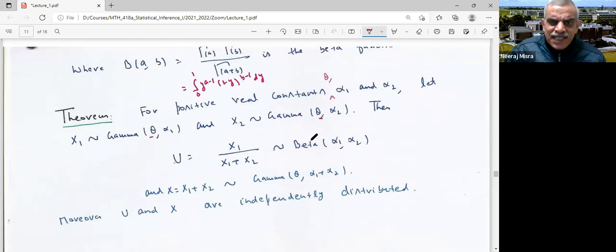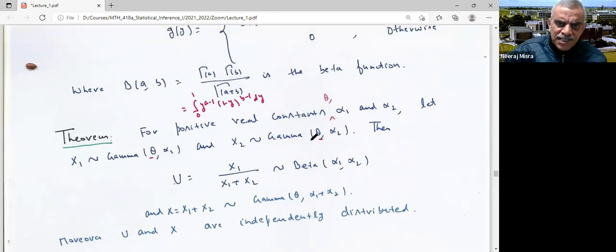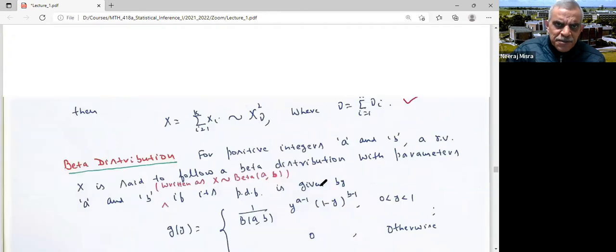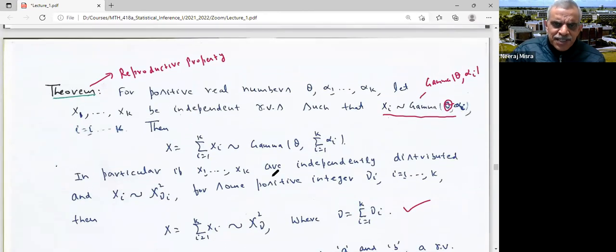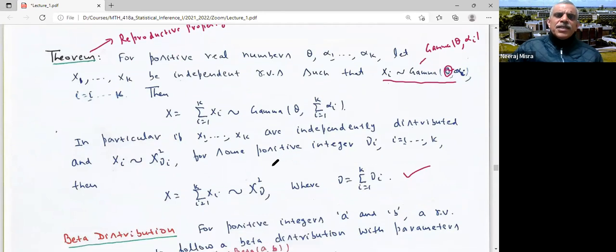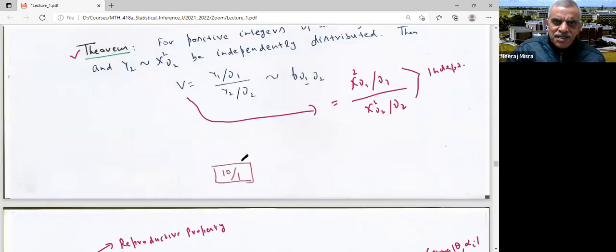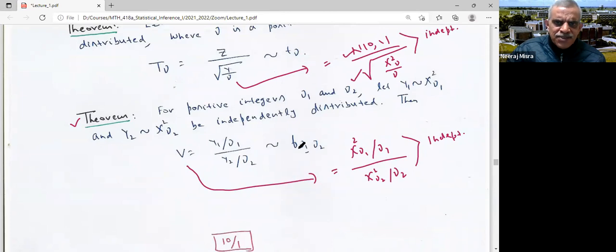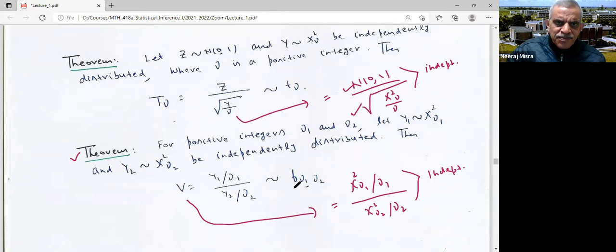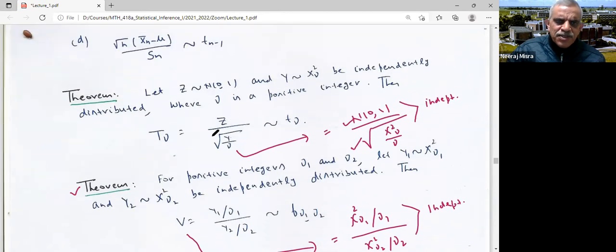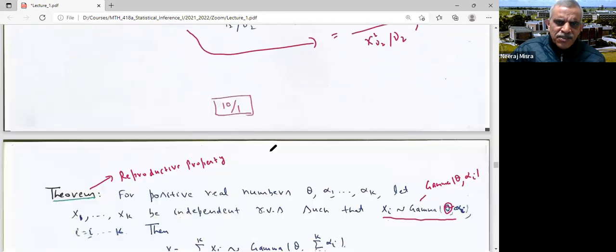So these are well-known results. Again, you might have done this at your bachelor's level, but it's good to refresh all those results. You can prove this using the Jacobian method. It's straightforward to solve. This you can prove using the reproductive property of gamma. You can prove this using the MGF. This you can find again using the Jacobian method. T nu as Z upon this, also you can do using the Jacobian.